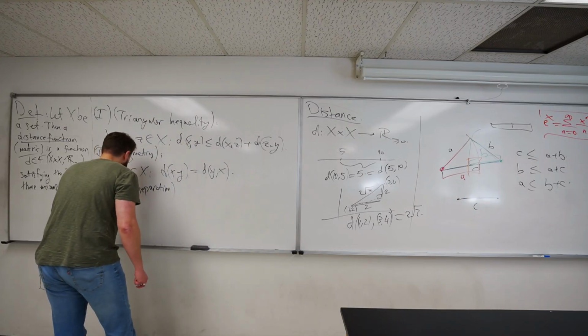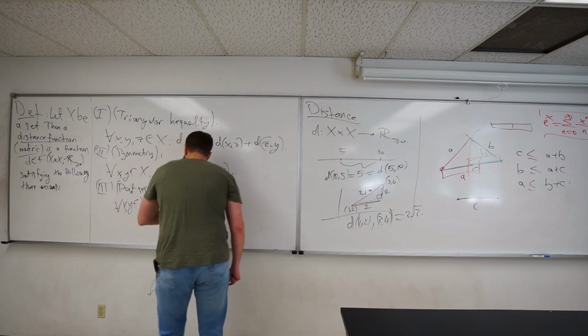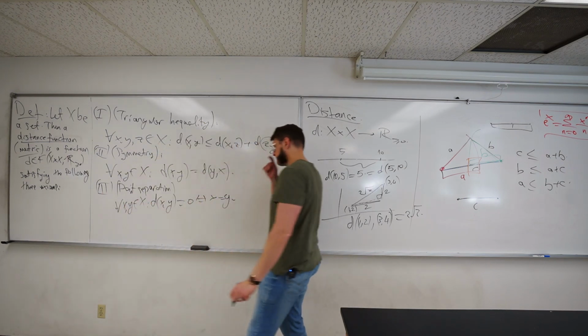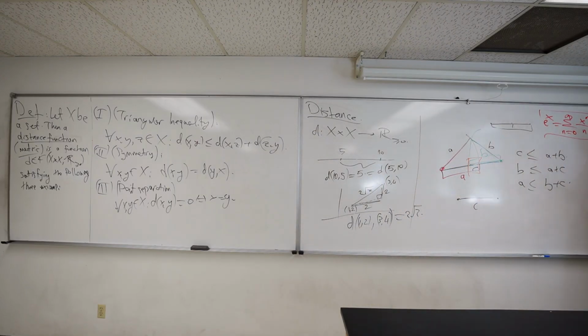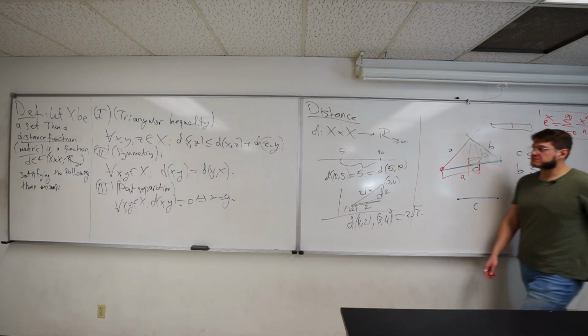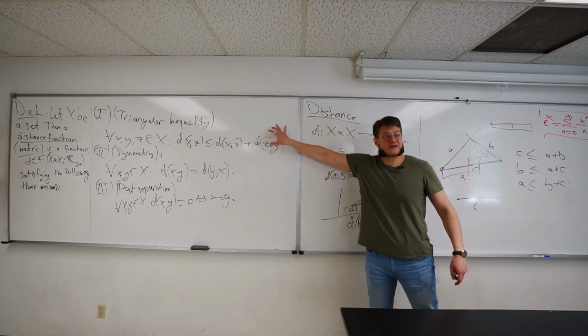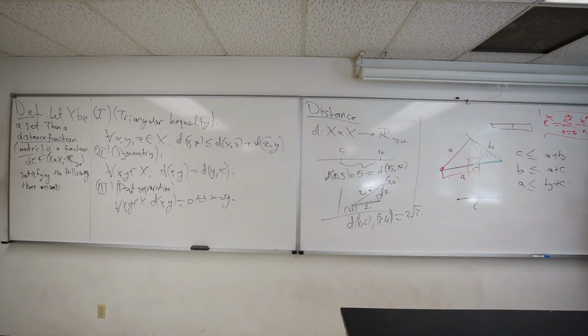For any x, y in X, distance between x and y is 0 if and only if x is equal to y. Okay. These are the three axioms. The main one is the triangular inequality. These others are rather technical. Triangular inequality is going to be the workhorse in this course.